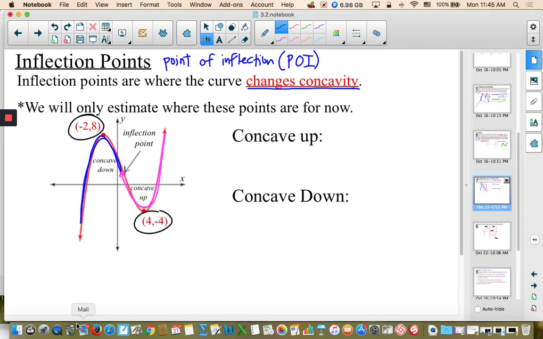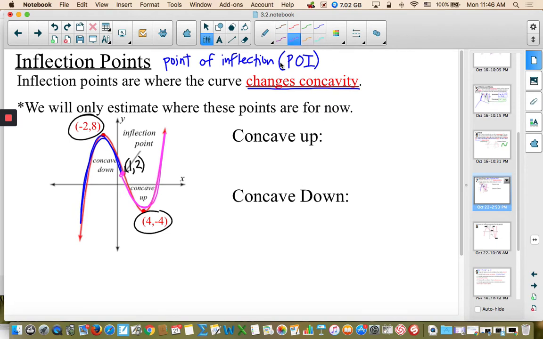And if you remember how to find the midpoint, you add the x coordinates together and divide by 2. So 4 plus negative 2 is 2, divided by 2 is 1. So this point is 1, comma. And then let's do the y's. 8 plus negative 4 is 4, divided by 2 is 2. That point is (1, 2). That's an estimate.